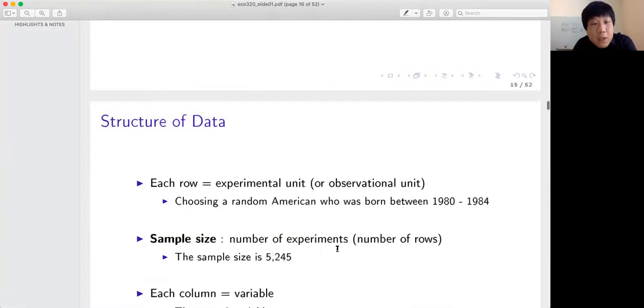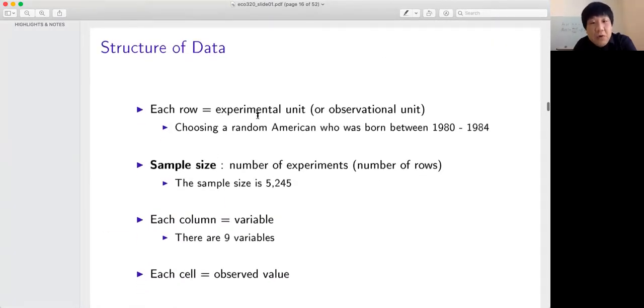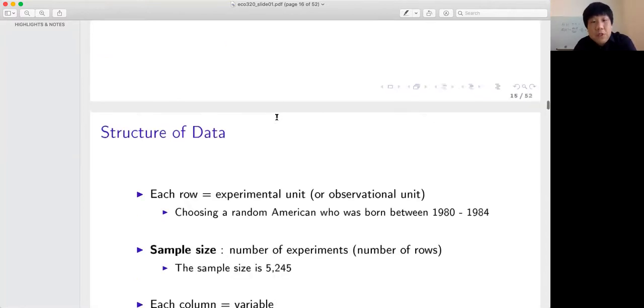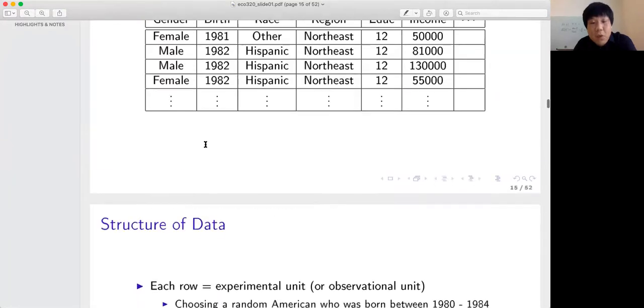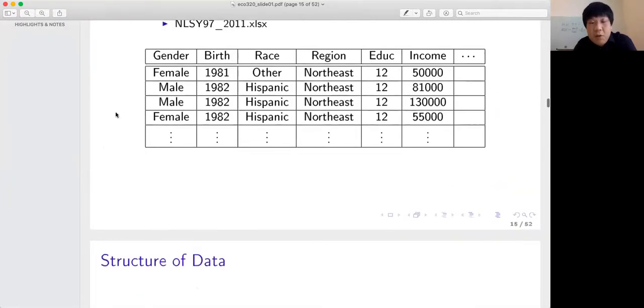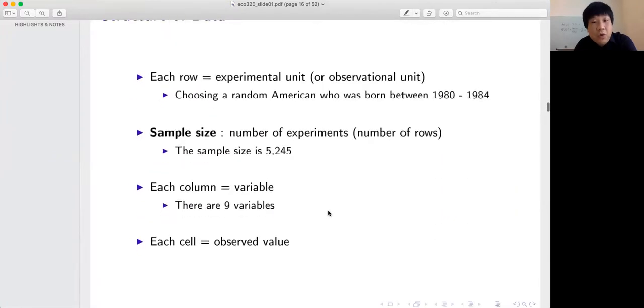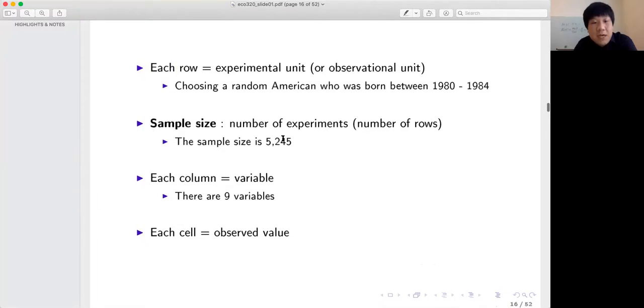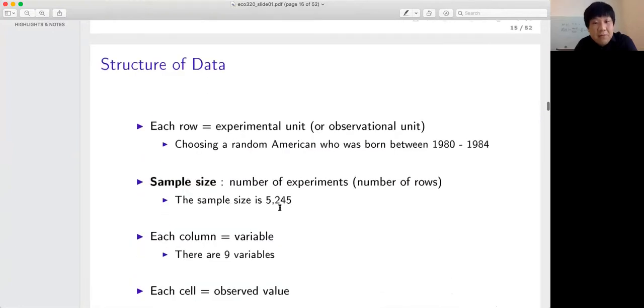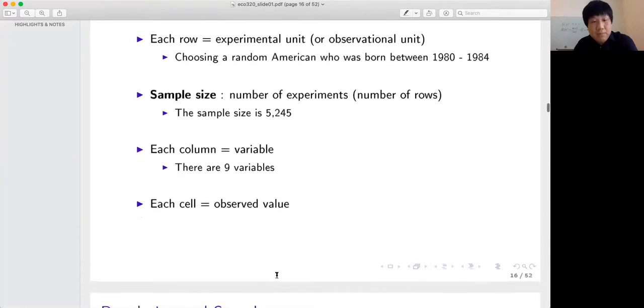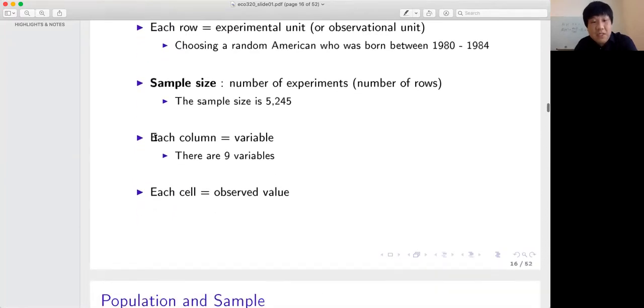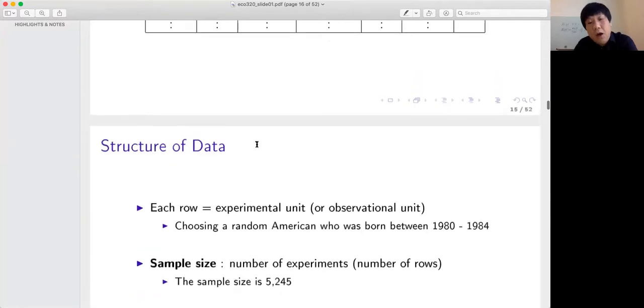Okay, so in structured data, each row is your experimental unit. That would be one person, so each row represents a person. Or if you're looking at another data set, it can be one country or one company, depending on the unit you are looking at. The sample size of the example I'm using here is like 5,000 or something. It changes over time. Each row is an observed value and each column is a variable. So keep in mind this data structure.